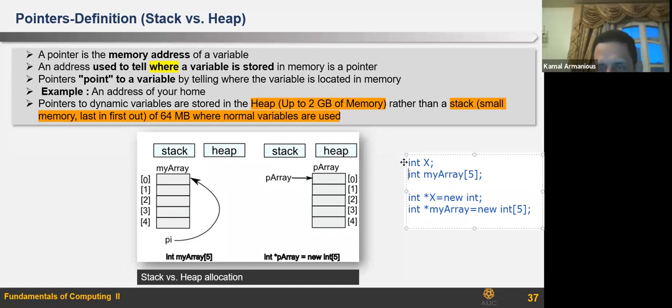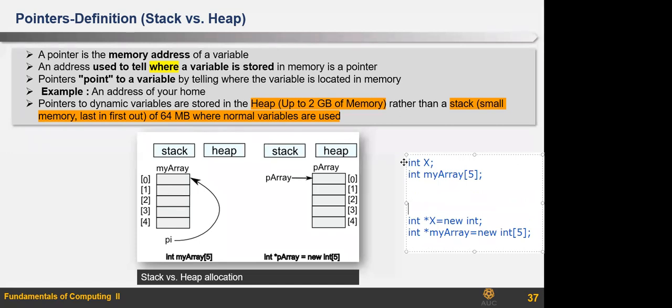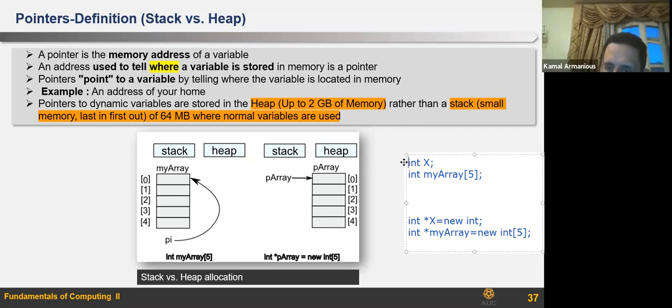Okay. So int x and int my array. Do you have problems in this? This means that x is a variable which is of type int. My array is an array of 5 integers, and they are pre-allocated in the stack. You don't have to allocate them. So far, so good?